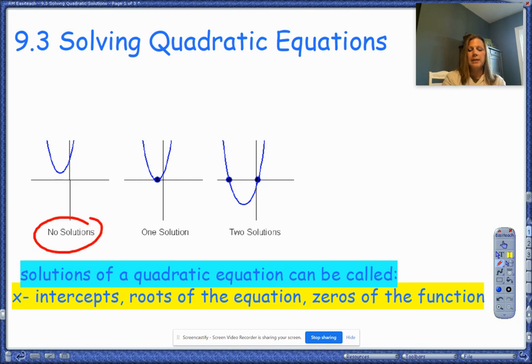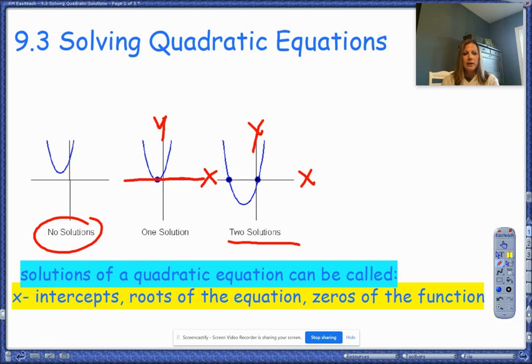If the max or the min of my parabola is on my x-axis, so this is my x-axis here, right, and this is my y, my one point that is on would be considered my solution. So I'd have one solution if my max or min point is on my x-axis. Now, if my parabola goes through the x-axis, like this last one, I have two solutions.